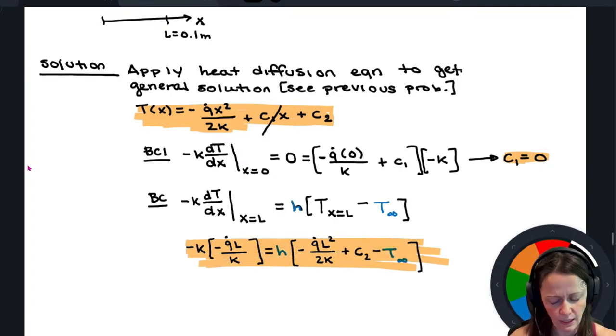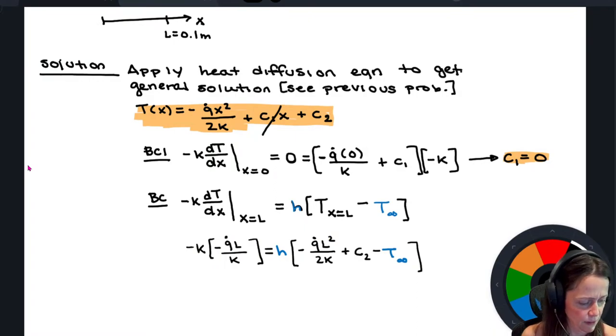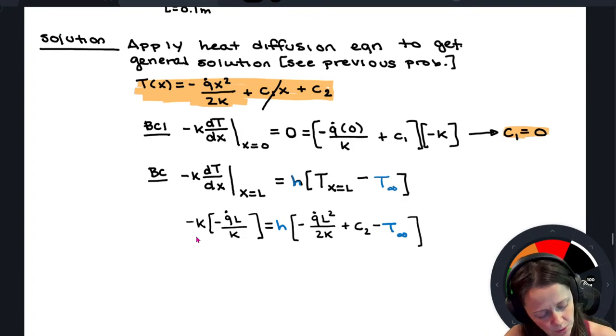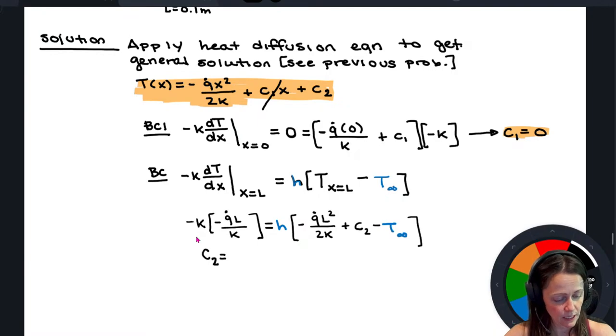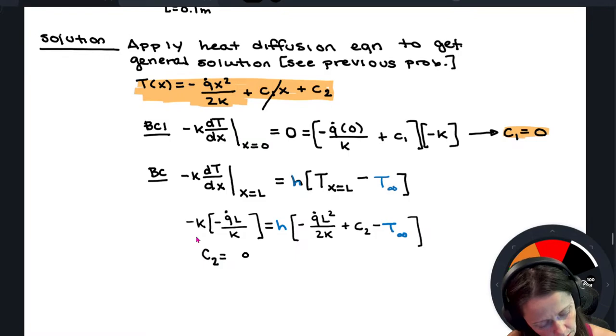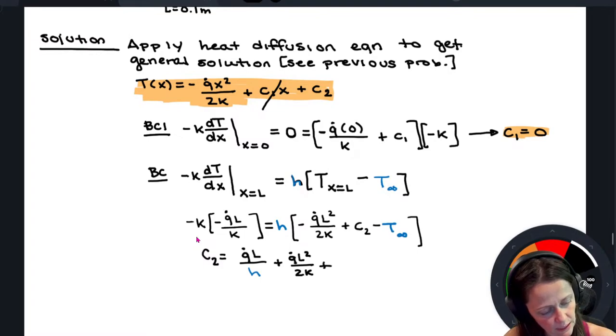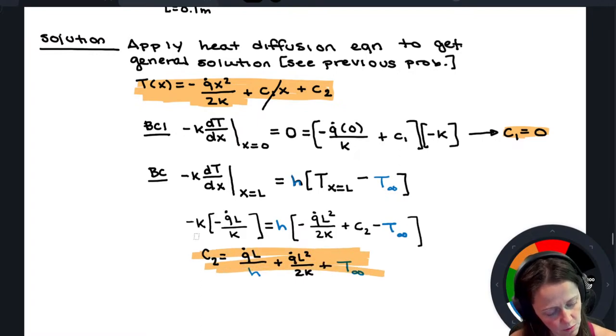Right. Well, I haven't really solved for it yet. I mean, I'm like one step away, aren't I? But C2, go ahead and put it here. So C2 ends up being, so I'll have the negative k, those are going to cancel out. And so I'm going to be left with, let's see, q dot L over h plus q dot L squared over 2k plus that T infinity. And I have all those numbers, so it's really just a plug and chug.